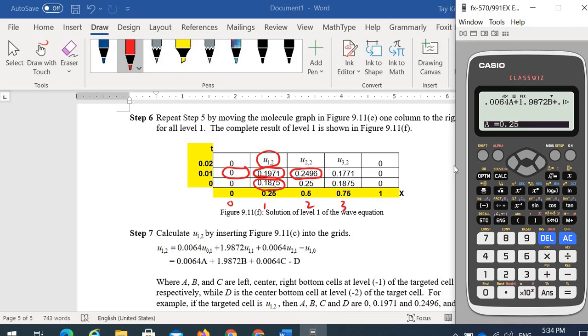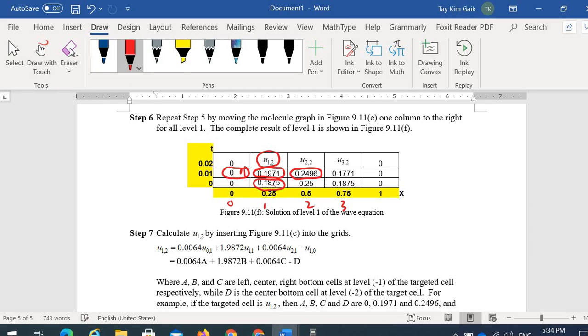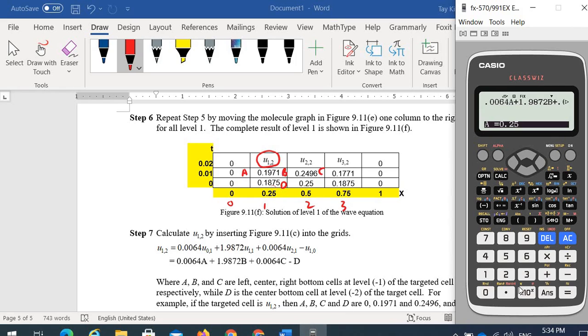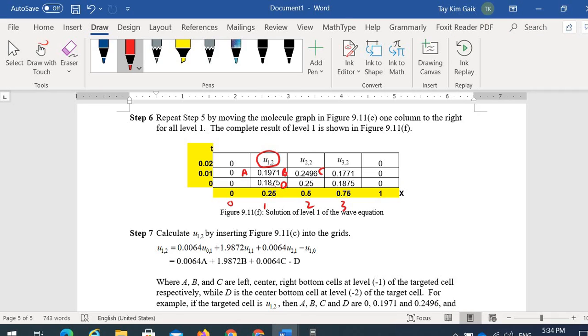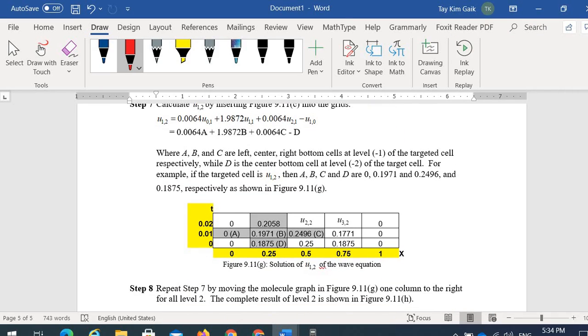This is an A value, this is a B, this is C, this is D. If A is 0, B is 0.1971, C is 0.2496, and D is 0.1875, then you get 0.2058.